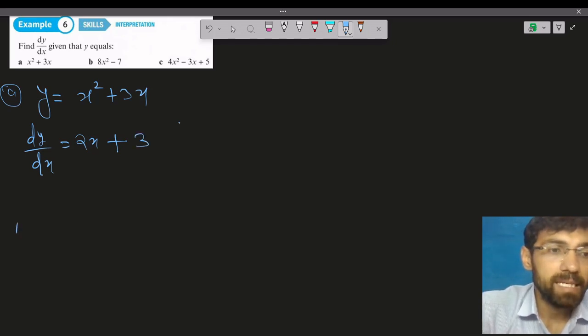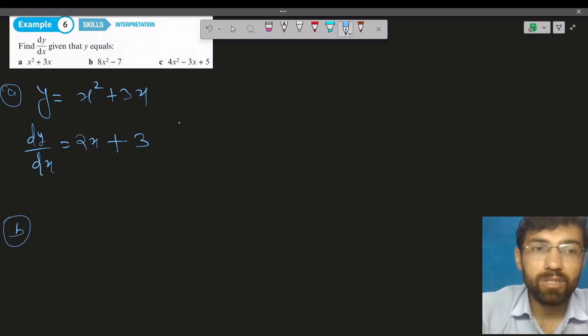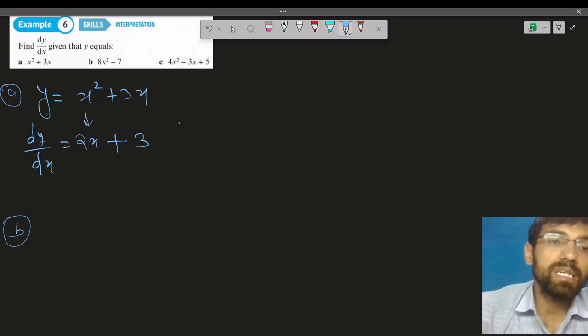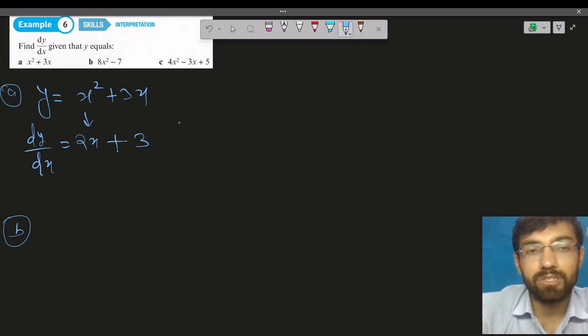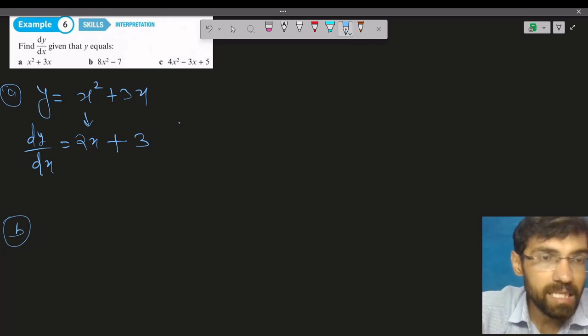Okay, let us see part A again. x square gives 2x, that's quite obvious, and the new thing we learned here is that for any constant times x, the differentiation is the constant only, so 3.